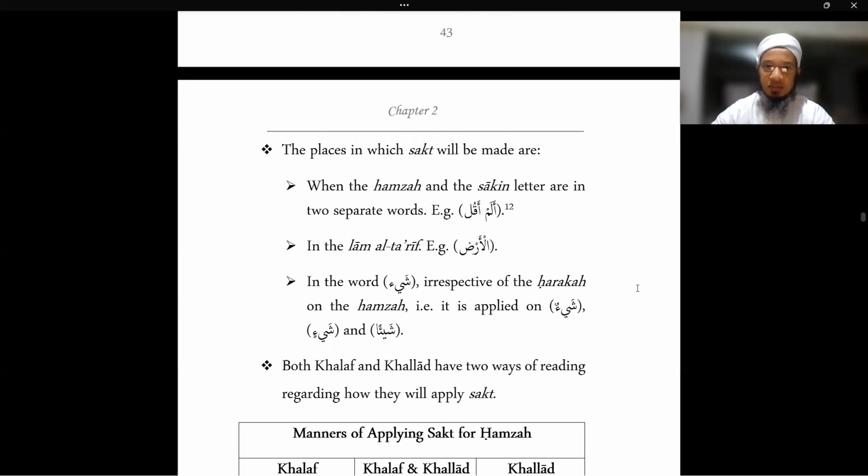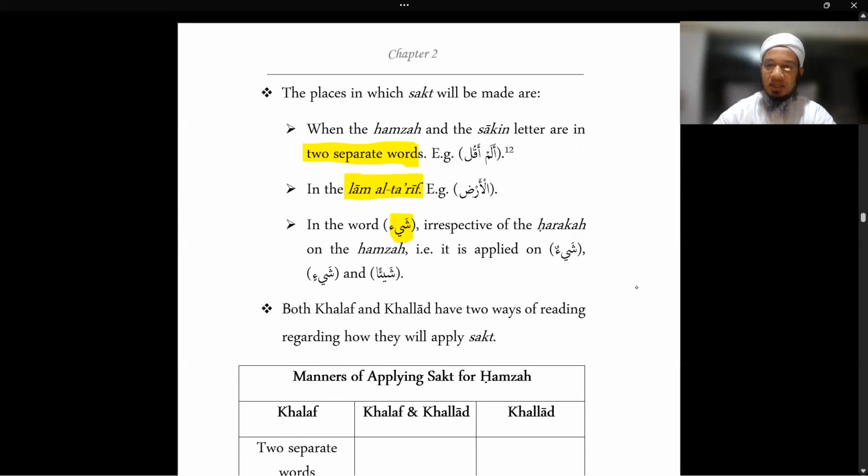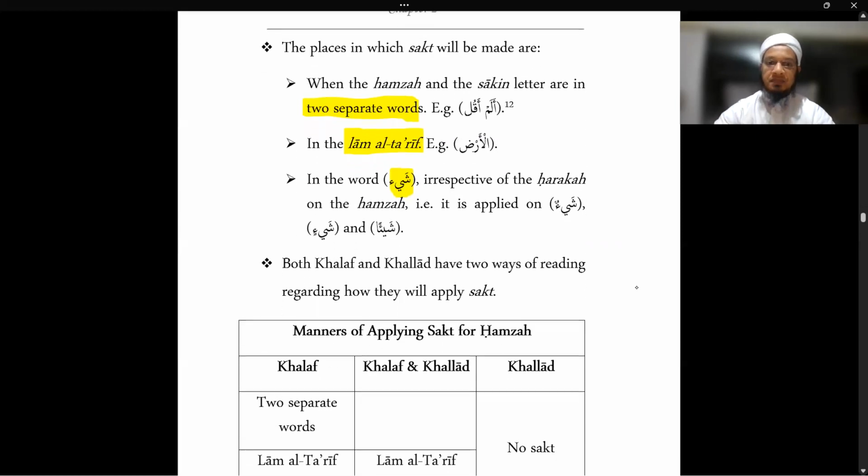The places in which the sakt will be made are 3. The one is when the hamza and the sakin are in 2 separate words. So alam, aqul: the mim, which is sakin, is in one word, and the hamza comes after it in the next word. Then you have the lam ta'rif. We discussed this before, these 3 are separate, but it has a separate category here for the sakta. The second one is the lam ta'rif, and the third one is the word shay', irrespective of the haraka. So shay'un, shay'in, shay'an, it doesn't matter what haraka the hamza has.